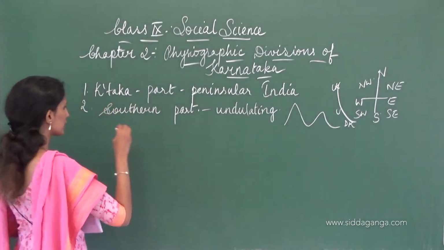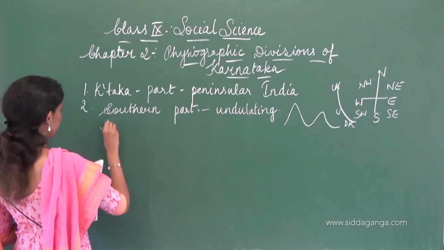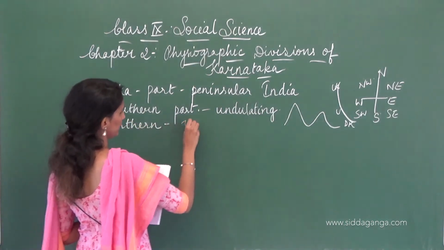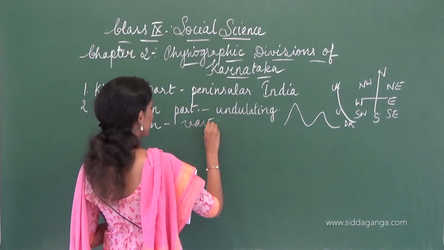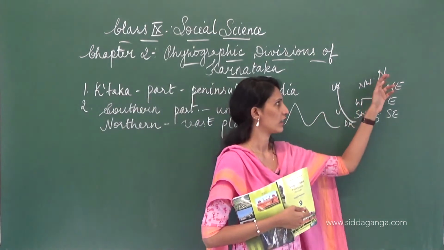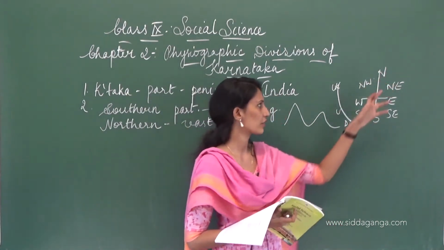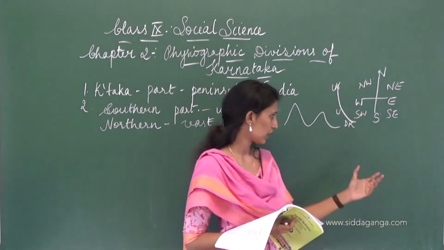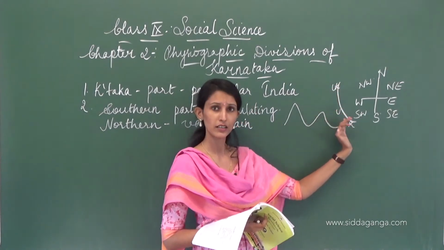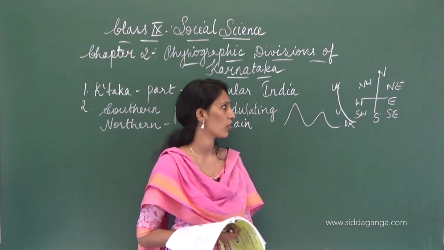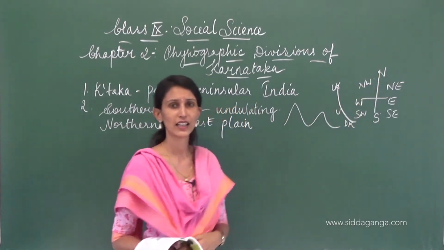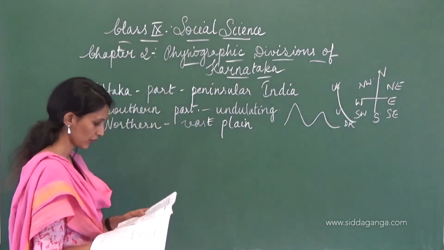Whereas the northern part is a vast plain, a dry kind of land. There is dry land in the north of Karnataka, whereas this part, Dakshin Kannada, Udupi and Uttar Kannada, is surrounded by water. It's the coastal belt, whereas this part on top is very dry land. All right.